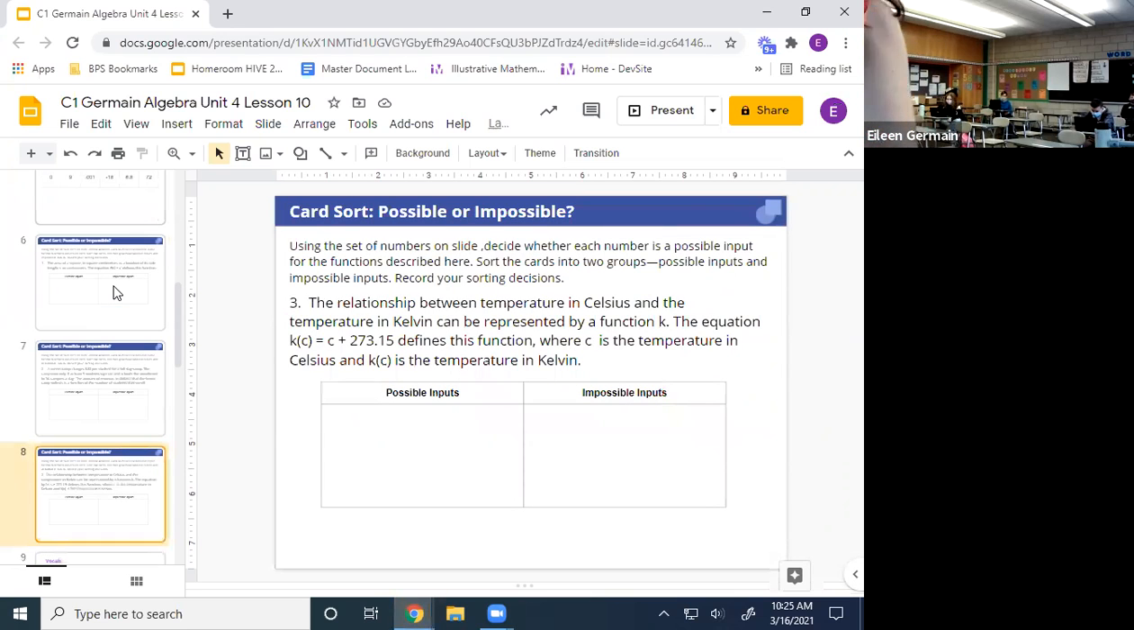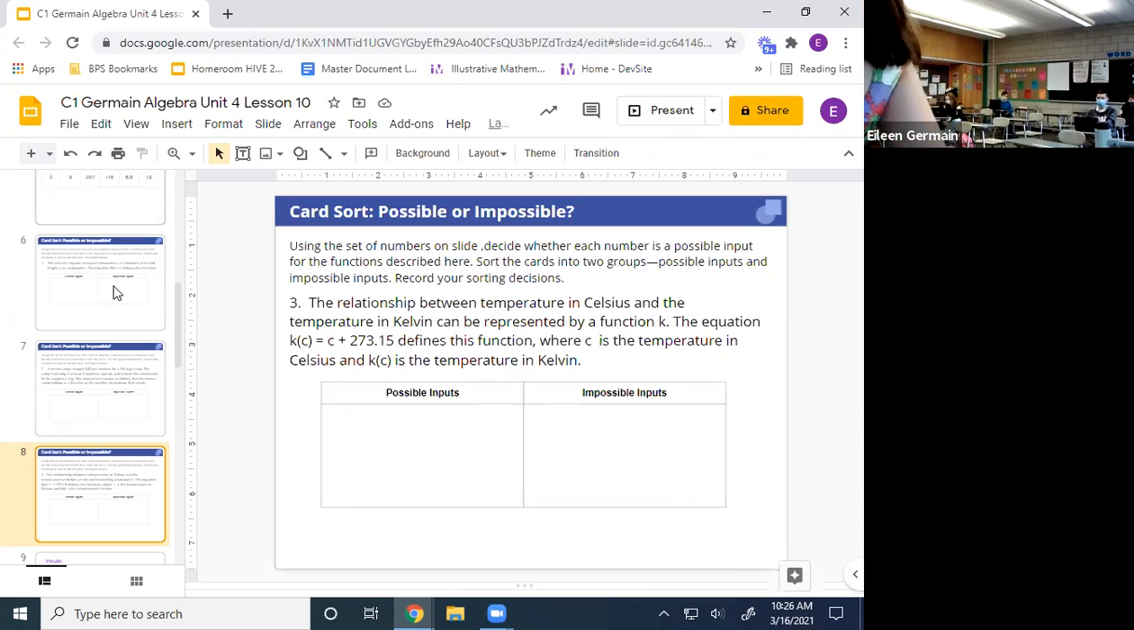Okay, the scenario on 8. Once again, this is kind of a science-heavy concept, but we can still calculate it. The relationship between the temperature in Celsius and the temperature in Kelvin, so that's another form of measuring temperature. Kelvin is a very sciencey sort of concept for calculating temperature, whereas Celsius is used in food and all those other things. This is a purely science-based temperature system.